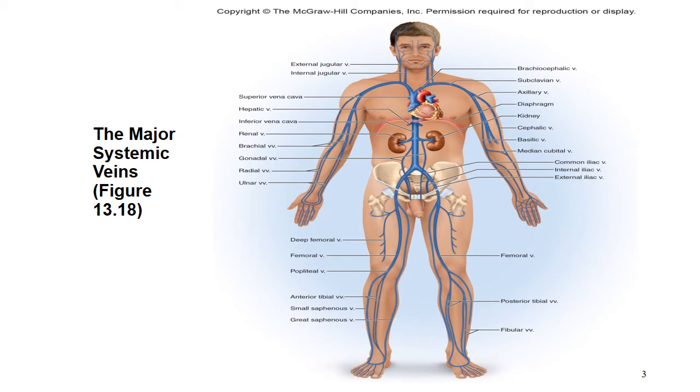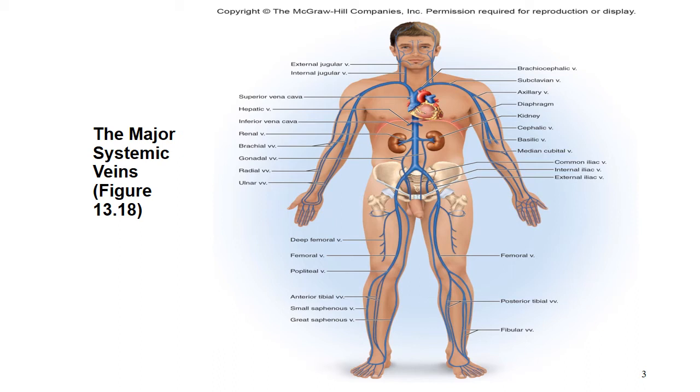So on the vein picture, you're seeing the exact same thing, but now we are going towards the heart and we're draining blood from these body parts. So we're going to start at the bottom and work our way up. So find the femoral vein. The femoral vein is going to drain blood from the femur.